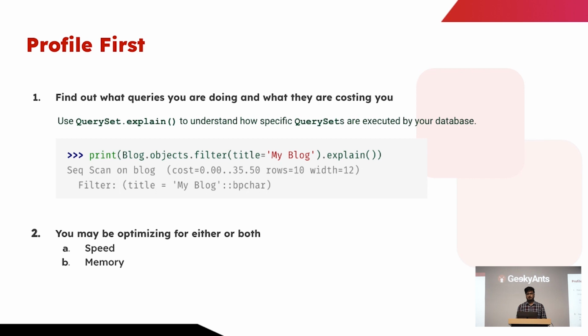Once you get the information on what your query set is doing, you start optimizing it. So what do you optimize your database access for? You either optimize it for speed or for memory. With these two things, we will look further at what Django offers out of the box that you can use to optimize with respect to speed and memory.